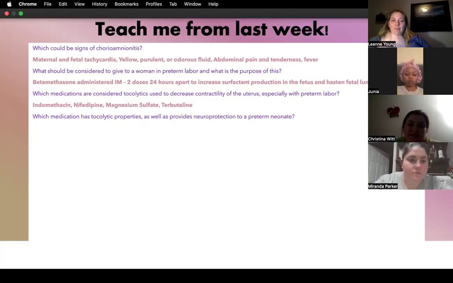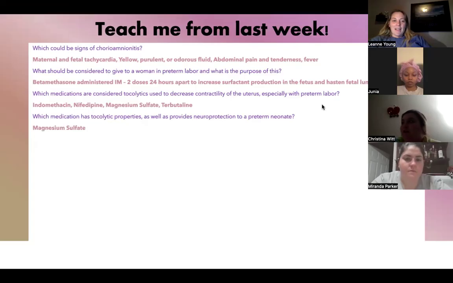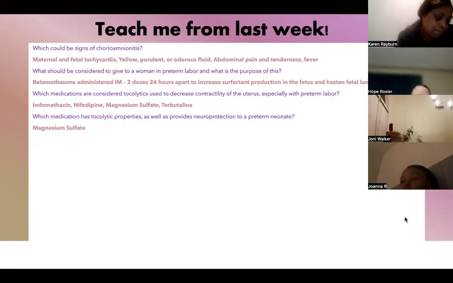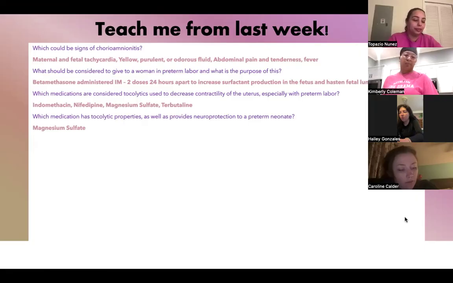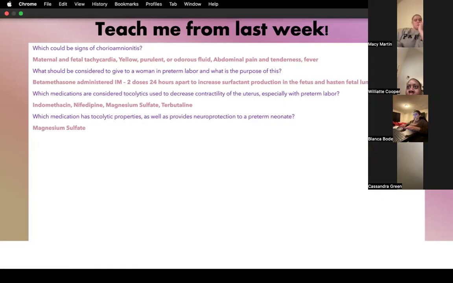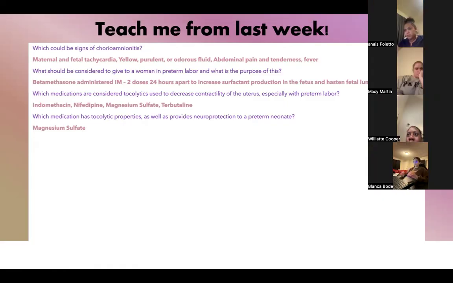The magnesium sulfate. Yeah, magnesium. So magnesium is another thing that we can give. Mag is just awesome. There's so many uses for it, so many reasons why we would give someone this medication. If mom is in preterm labor, not necessarily that we're trying to stop it, if it's going to happen regardless, magnesium is something we give to protect baby's brain.